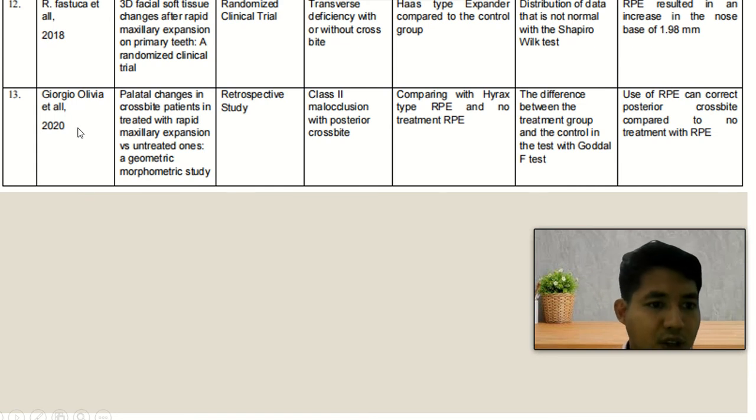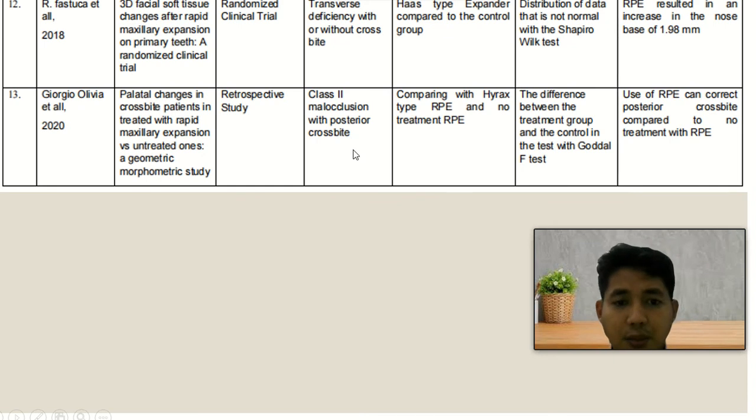Last, Giorgio Oliva et al., at year 2020. The journal title: Palatal Change in Crossbite Patients Treated with Rapid Maxillary Expansion versus Untreated Ones. Malocclusion class 2, this is comparing Hyrax type RPE and no treatment. And the conclusion: use of RPE can correct posterior crossbite compared to no treatment.